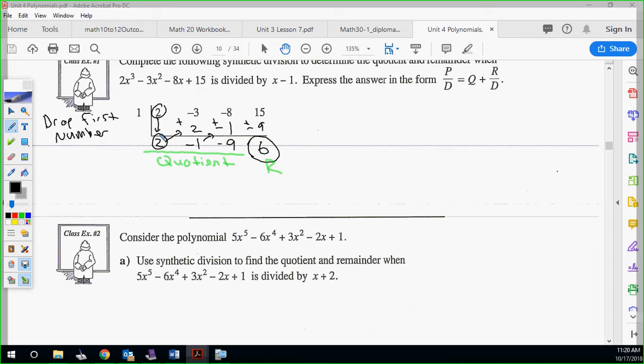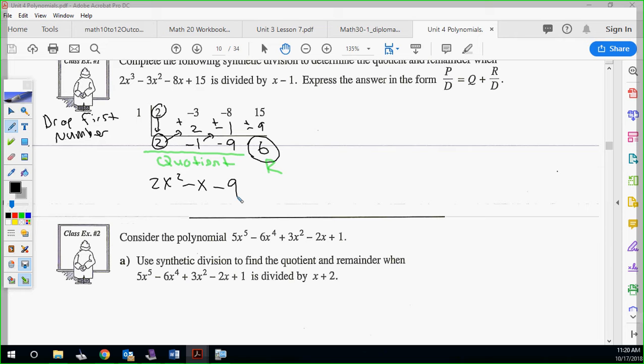You're saying, well, then what's this? That's the remainder, because we're out of room now. Does that make sense? So the answer for the quotient is going to be 2x squared minus x minus 9. So when I divide it out, x minus 1, I get 2x squared minus x minus 9 with a remainder of 6.